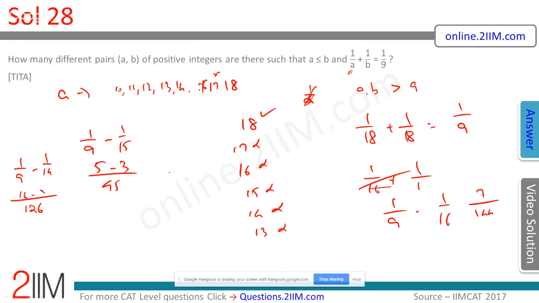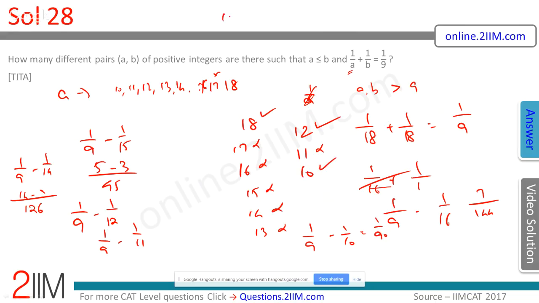13 won't work. 12. 1 by 9 minus 1 by 12. LCM is 36. 4 minus 3, 36 works. 1 by 12 works, so 12 works. 11. 1 by 9 minus 1 by 11. 2 by 99 doesn't work. 10. 1 by 9 minus 1 by 10. This is 1 by 90. That works. 10 works. So 18 comma 18 works.